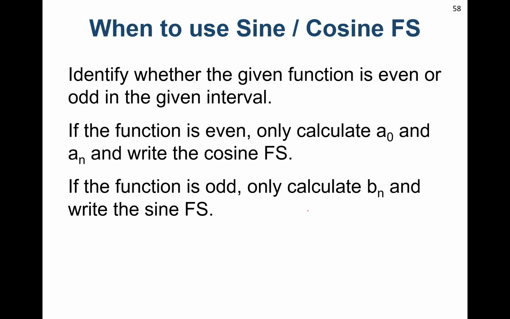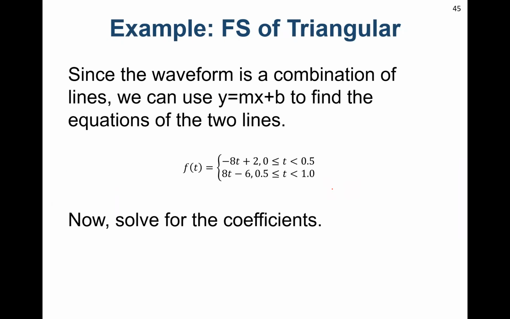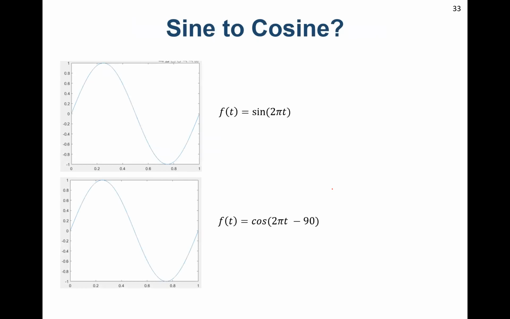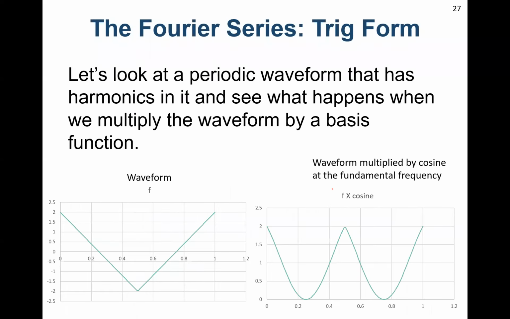All right, so the next step here is just a summary of how to make things easier. What we're going to do is identify if a given function is even or odd. If it's an even function, we're only going to calculate a sub 0 and a sub n, and then write the cosine Fourier series. If it's an odd function, we're only going to calculate the b sub n term and write the sine Fourier series. And remember back from a few slides for the even and odd functions. Let's go back over here where we have the plots.